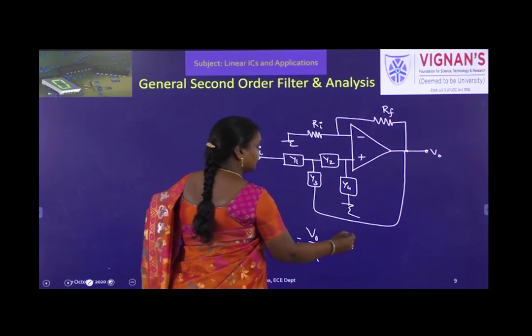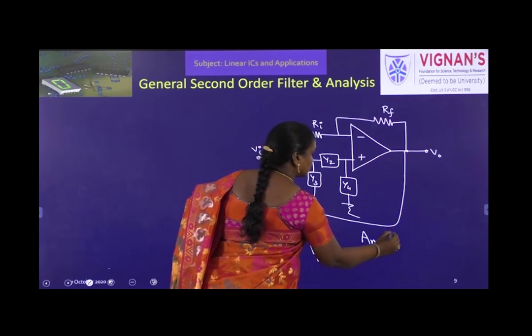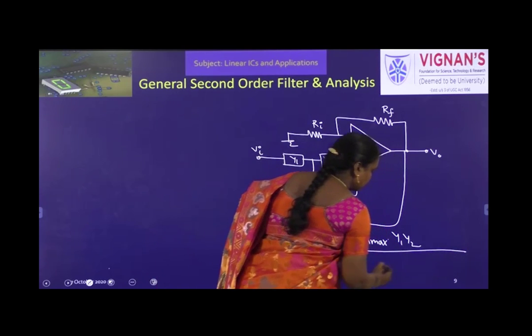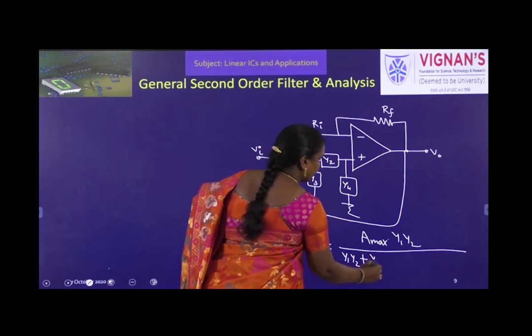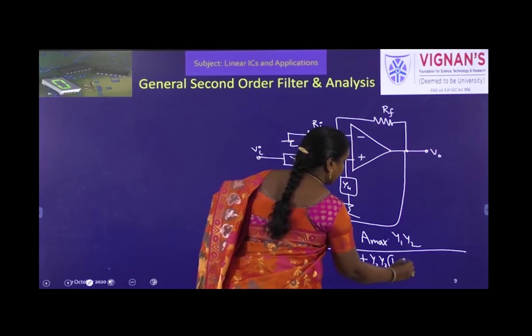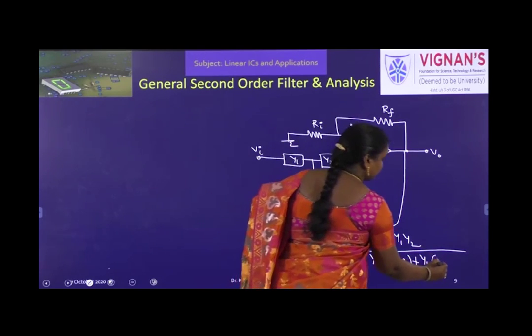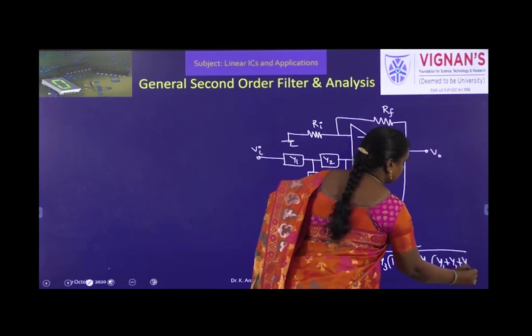is equal to A max into Y1, Y2 by Y1, Y2 plus Y2, Y3 into 1 minus A max, plus Y4 into Y1 plus Y2 plus Y3.